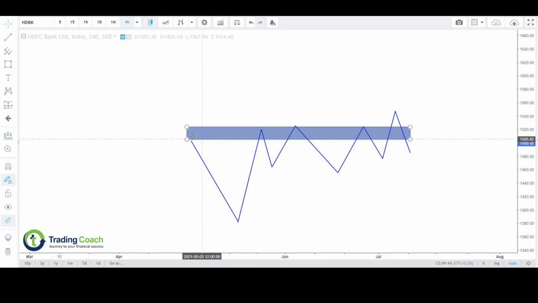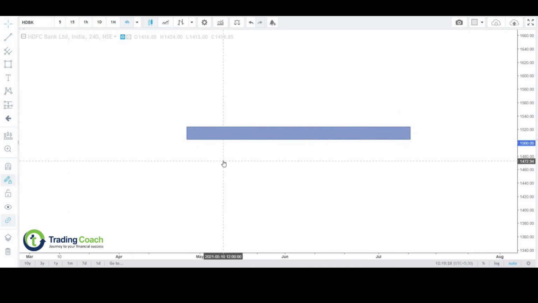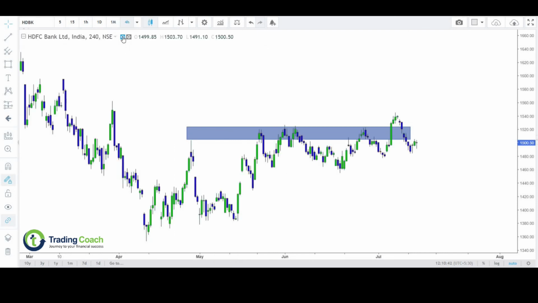Once I have connected these setbacks, I need to remove all these lines. They are not necessary. Let me remove them one by one. As you can see on the chart, I have removed all the major lines which I had drawn earlier. Now I just have to switch back to the candlestick chart.